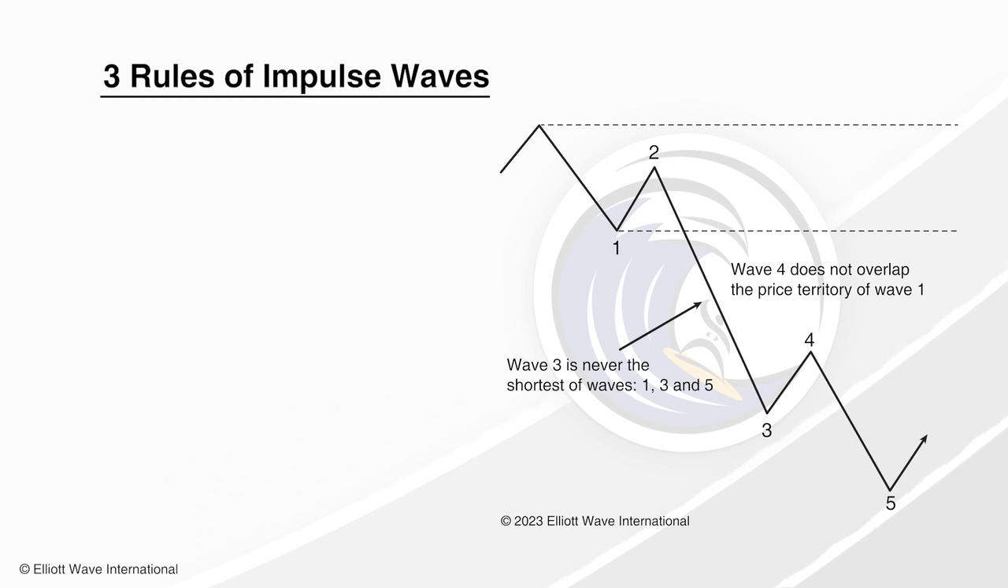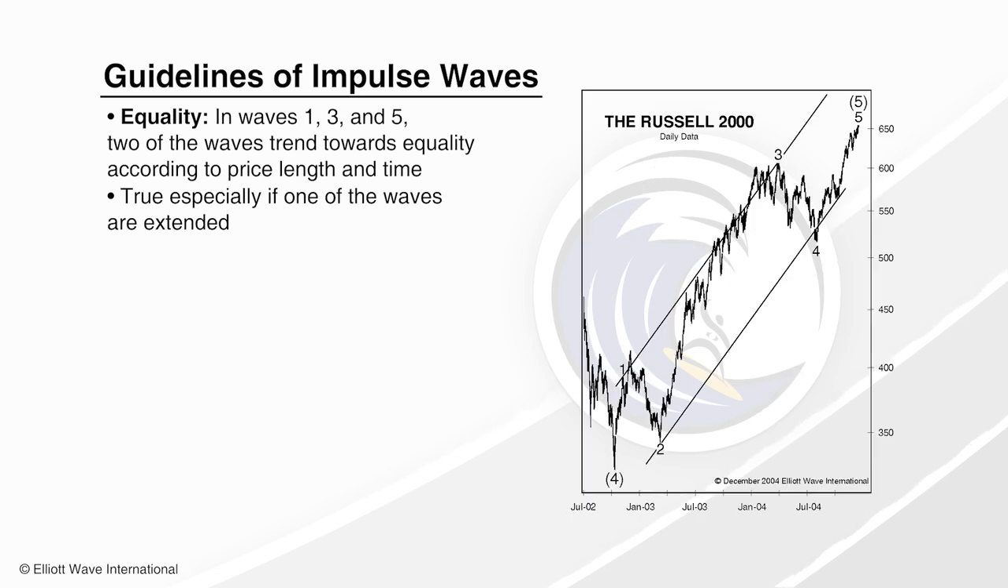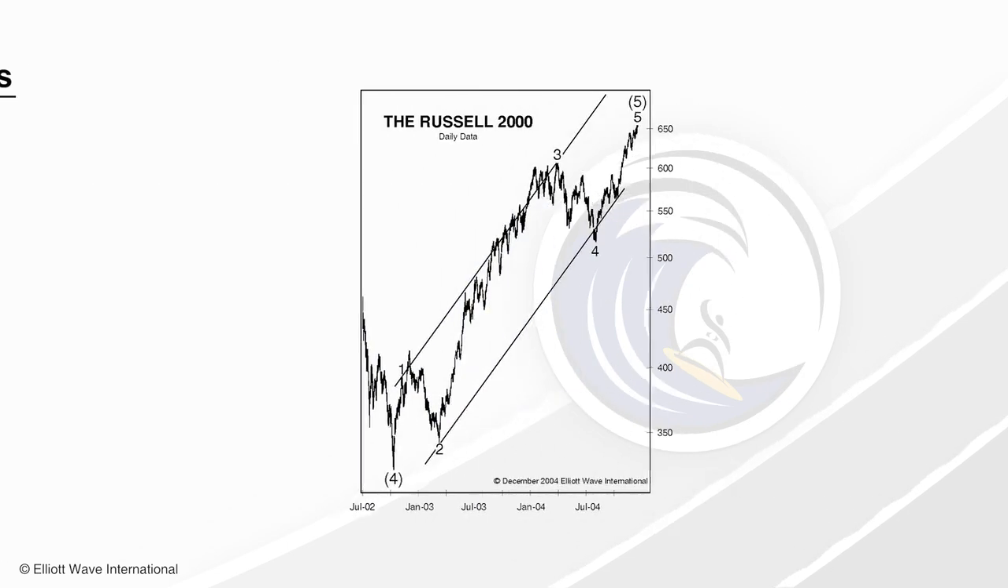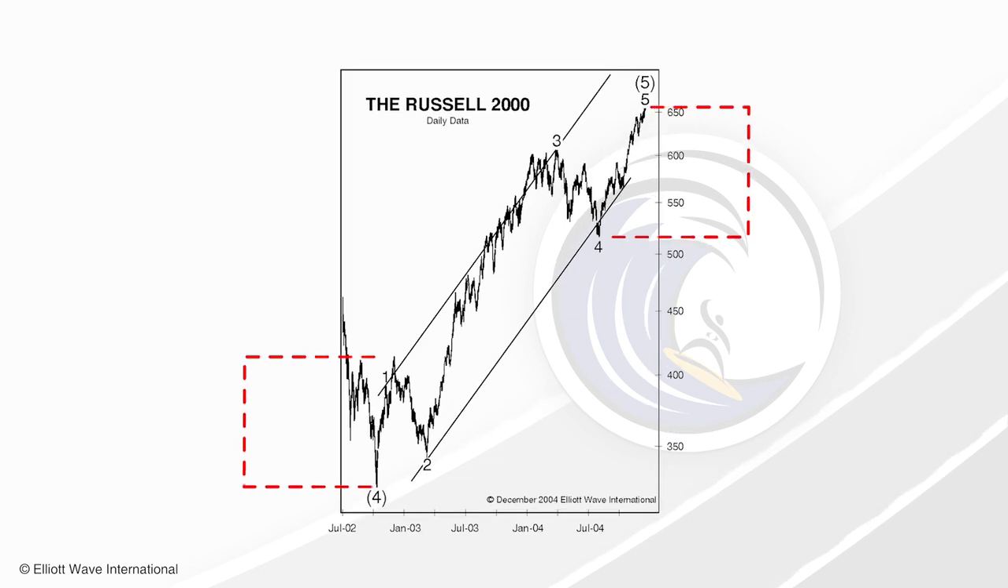Let's now talk about guidelines. The guideline of equality states that of waves 1, 3, and 5, 2 of the waves tend toward equality in terms of price, length, and time. This is especially true if one of the waves is extended, as shown in this example in the Russell 2000 index from July 2002 through 2004. Waves 1 and 5 tend toward equality.